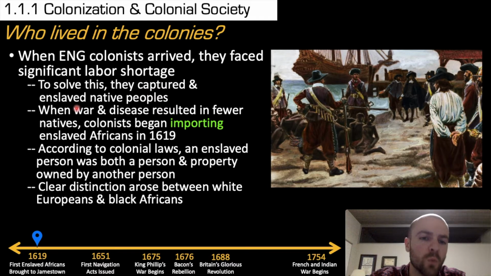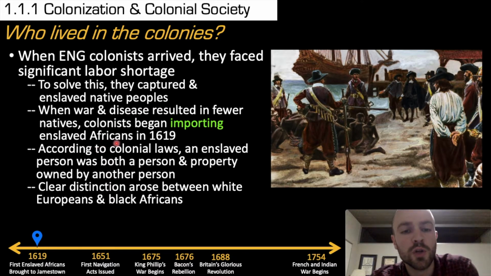But when war and disease resulted in fewer natives, colonists began importing, or bringing to the colonies, enslaved Africans in 1619. So this idea of war and disease decimating native populations: some historians estimate that upwards of 95% of certain native nations were killed by either war or disease that was brought to the New World by Europeans.